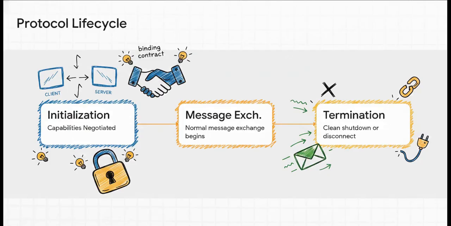Every single connection follows this very strict life cycle. It starts with initialization, moves to message exchange, and then ends with termination. But actually, let me put a heavy emphasis on step 1. During initialization, both the client and the server explicitly negotiate and advertise what capabilities they can handle. This is absolutely crucial because it creates a binding contract for the session, which prevents catastrophic runtime errors later on.